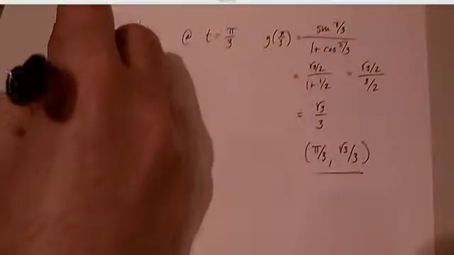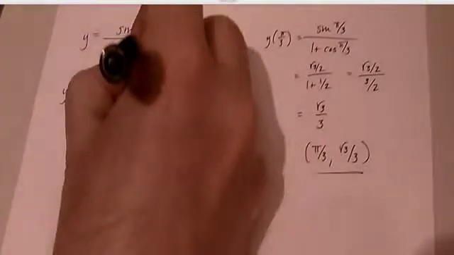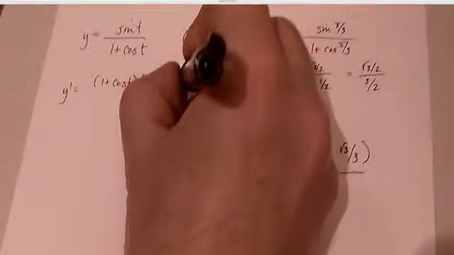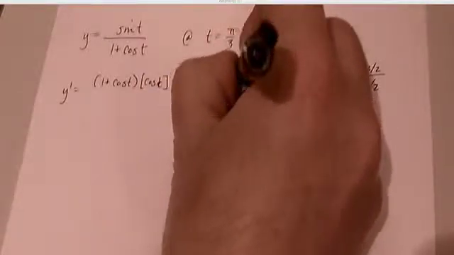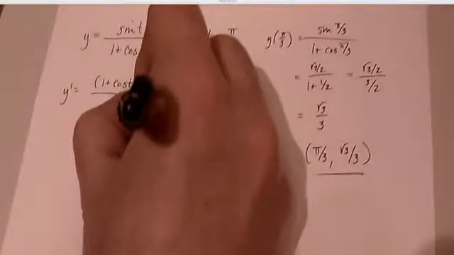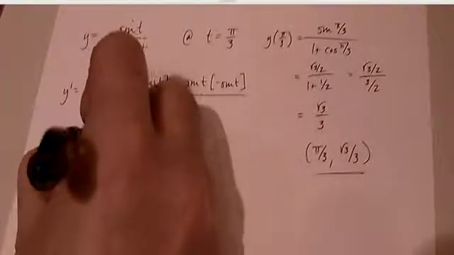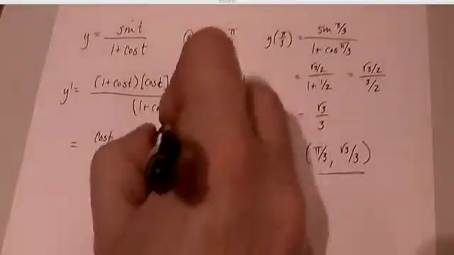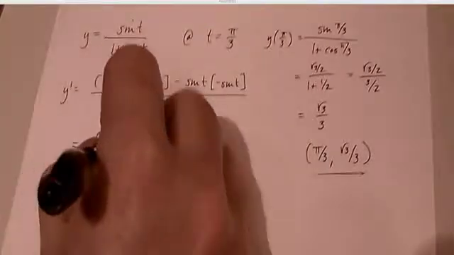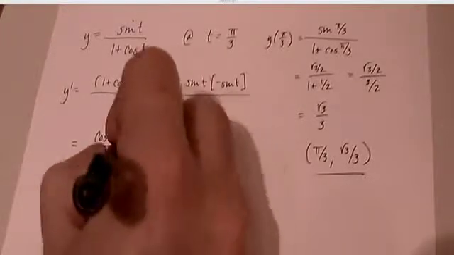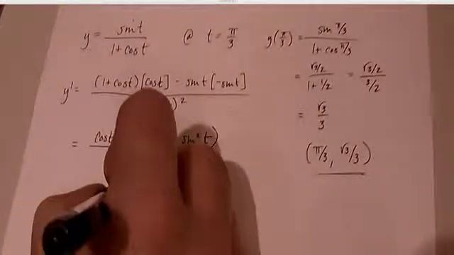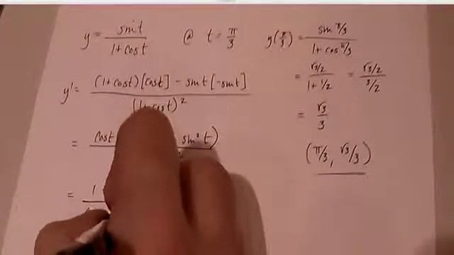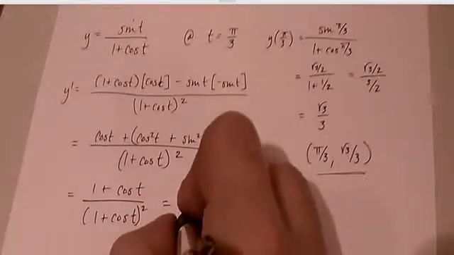Okay, so let's put y prime, and we have the bottom times the derivative of the top. I almost put an x there, then I remembered it was t, minus the top, sine t, times the derivative of the bottom, which winds up being negative sine t, right? All of that over 1 plus cosine t squared. So we get cosine t plus cosine squared t plus sine squared t, all of that over 1 plus cosine t squared. Okay, so that right there is a Pythagorean ID, and I'm going to flip the order around to make it a little bit more apparent.